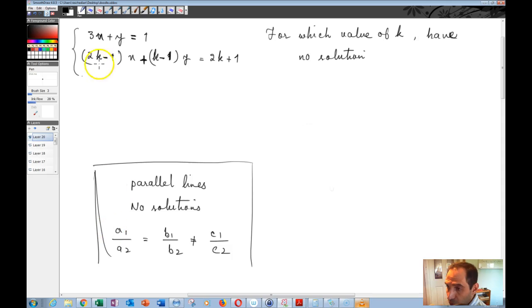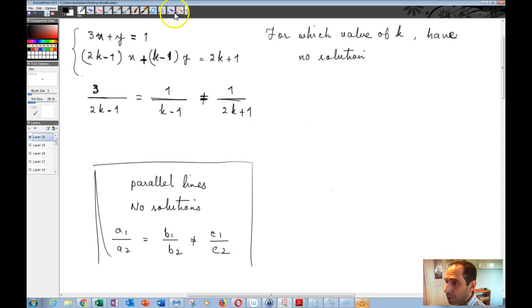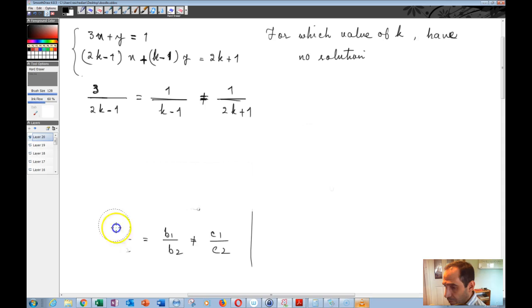So now A1 to A2 is 3 over 2k minus 1, and this is supposed to be equal to B1 to B2. So B1 is 1 over here, and B2 is k minus 1. And this is supposed to be not equal to C1 to C2. So C1 to C2 is 1 over 2k plus 1. Okay? So now let's see how we can solve this problem.